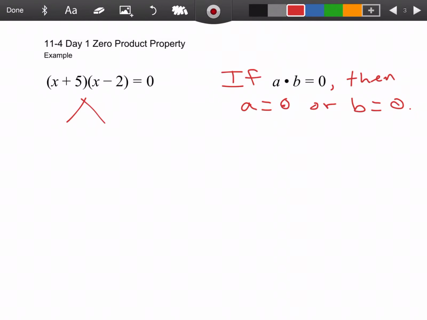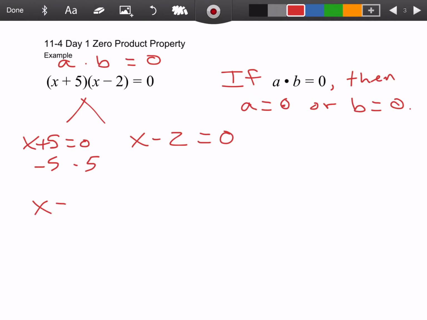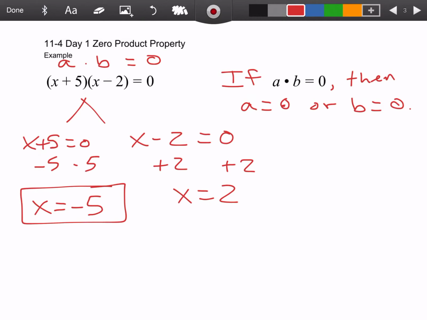What we have to do, once again, is split these up. We have to assume that each factor is equal to 0. Think of this as a times b equals 0. So here we would have x plus 5 equals 0, and x minus 2 equals 0. We've split this up into our two different answers. We subtract 5 on both sides, and we get x equals negative 5. On the other one, we add 2 on both sides, and x equals 2.